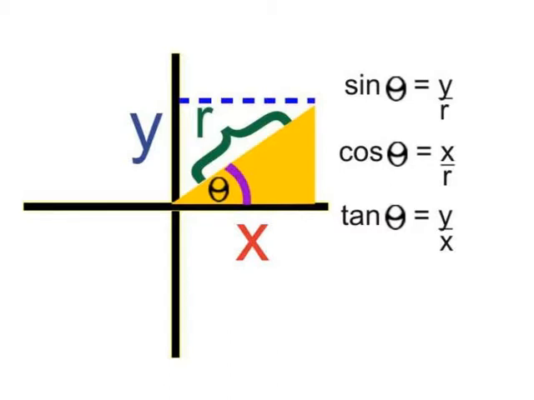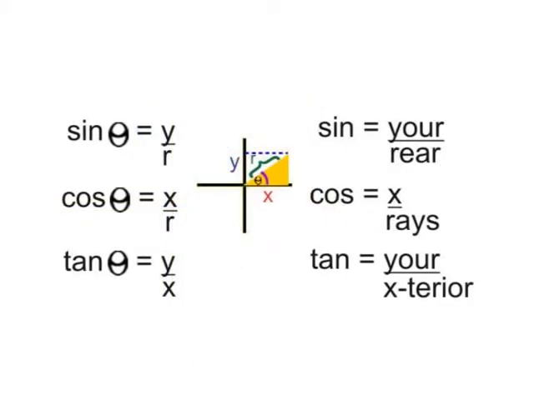Another silly rhyme that I learned from school, which you could use: sine your rear, cos x-rays, tan your exterior. That just means sine is equal to y over r, cos is equal to x over r, and tan is equal to y over x. Use whatever method at your disposal, but memorize these, it is very useful. I'd now like you to have a go at the following examples. Press pause on your DVD player, and when you return, we'll go through it together.